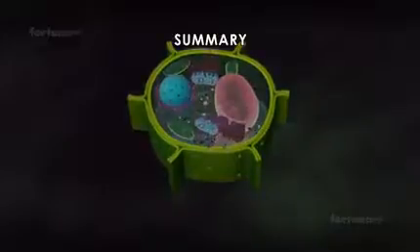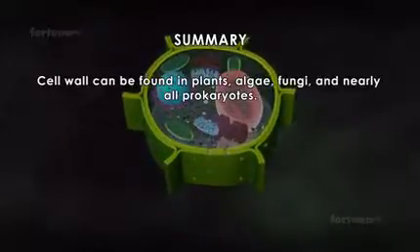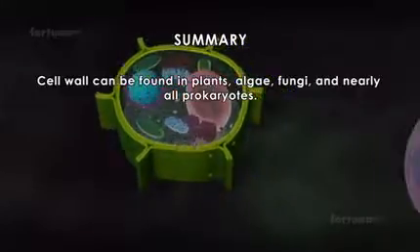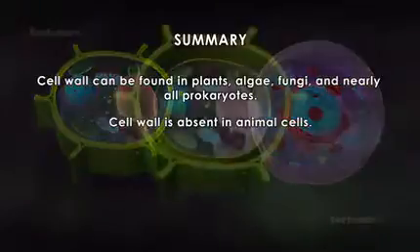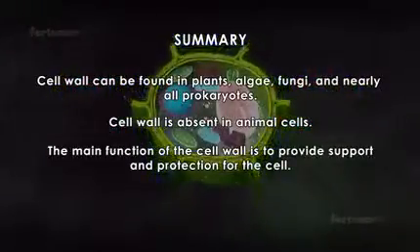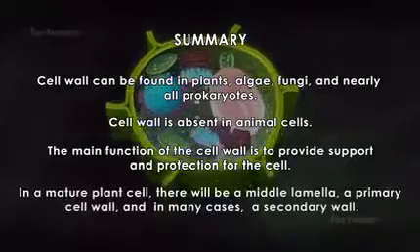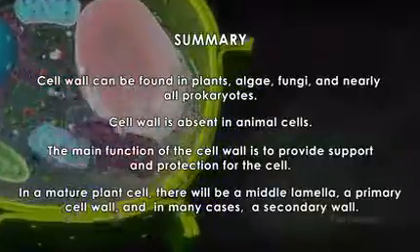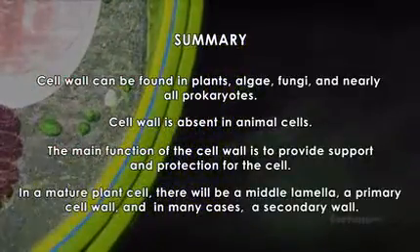Summary: cell walls can be found in plants, algae, fungi, and nearly all prokaryotes. Cell wall is absent in animal cells. The main function of the cell wall is to provide support and protection for the cell. In a mature plant cell, there will be a middle lamella, a primary cell wall, and in many cases, a secondary wall.